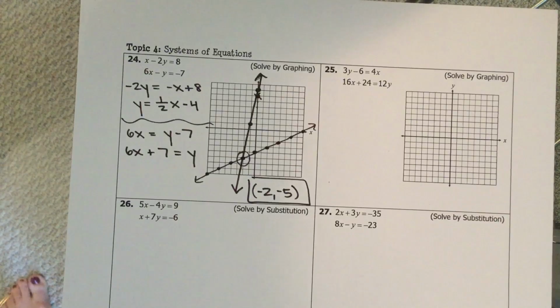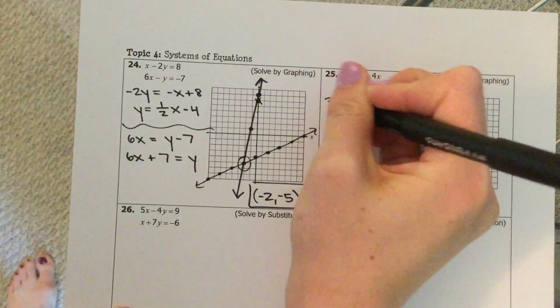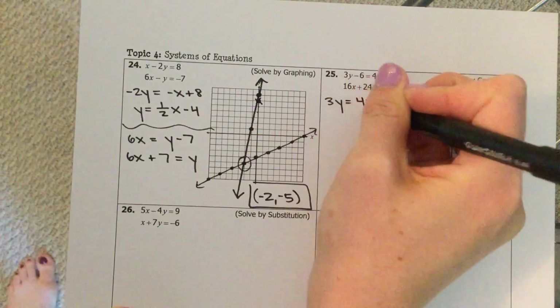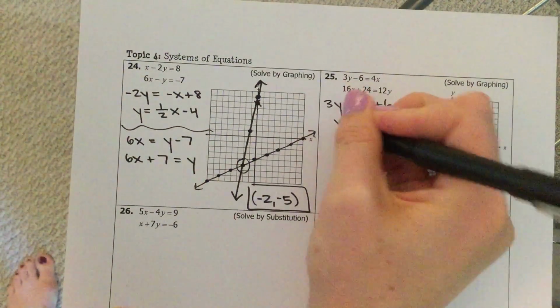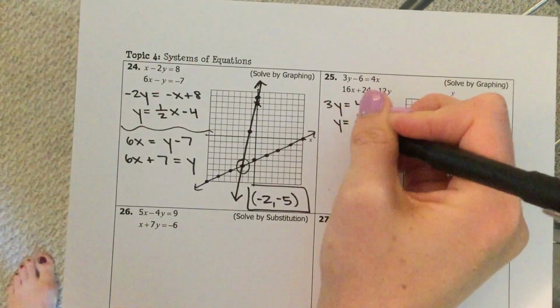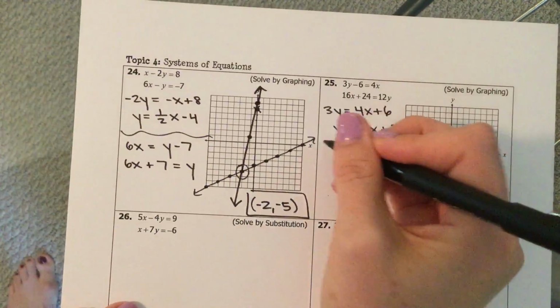All right, next, number 25, we're basically doing the exact same thing. So we are going to get this one, this top one, into slope-intercept by adding 6 to both sides, like that, and then you're going to divide both sides by 3. So y equals 4 divided by 3 plus 6 divided by 3. So that's the first one.